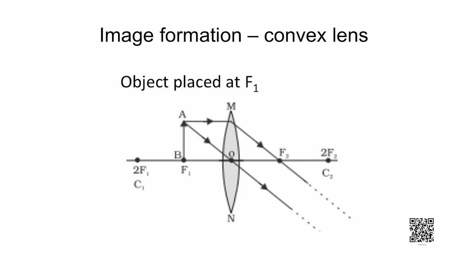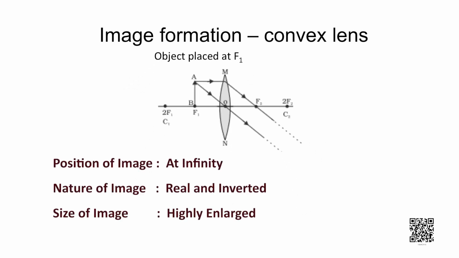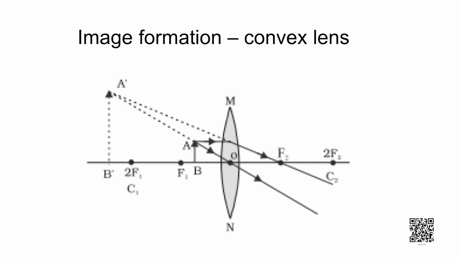It is interesting to note that the pair of refracted rays turn out to be parallel to each other. Such rays will form an image at infinity. The nature of the image will be real and inverted, while the image will be highly enlarged with respect to the object. Let us now move forth to the last case for convex lens, wherein the object is placed between the optical center O and focus F1 of the lens.